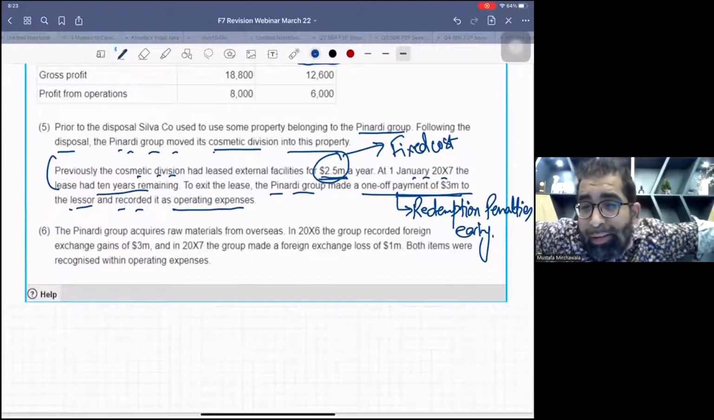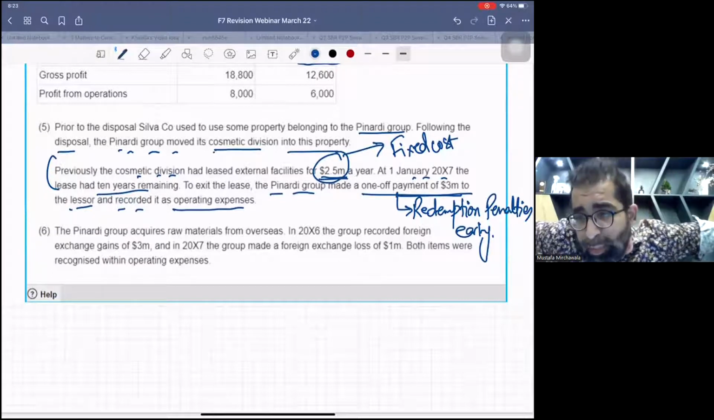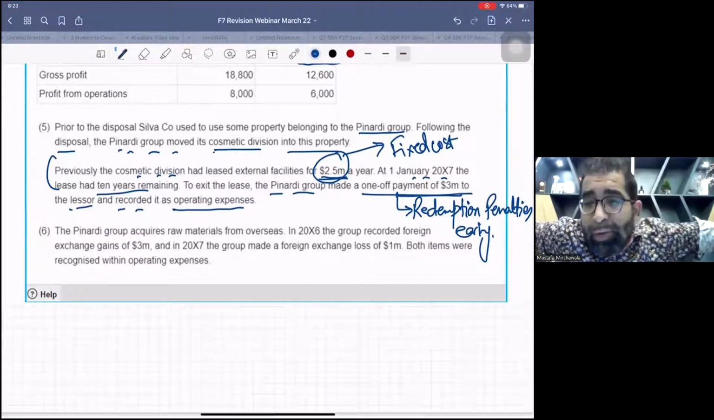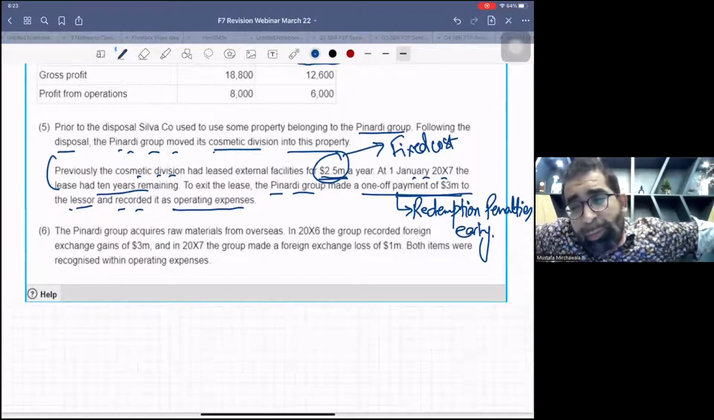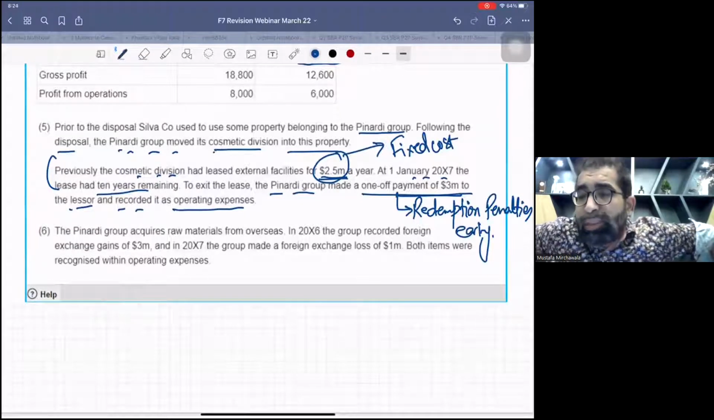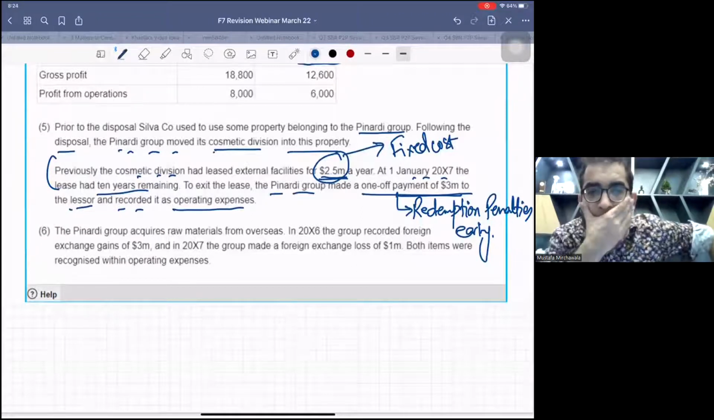Fixed cost increases the risk of the owner. So thank God, because of this disposal of Silva, now we are on our own premises. We don't need any rented or leased premises. We have our own premises. So that's good. This is a positive move. You need to highlight this, even in the conclusion. This is towards the betterment of the company.